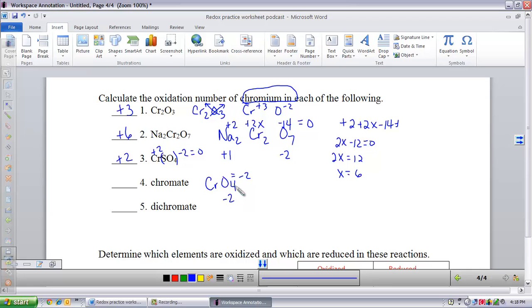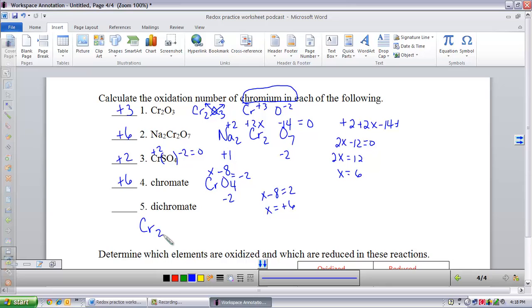So each oxygen has a -2 charge. You have 4 of them, so a total of -8 electrons being given or taken for the oxygens. Chromium has to have something in order for this to balance. So you have x minus 8 equals -2. So x is equal to +6.